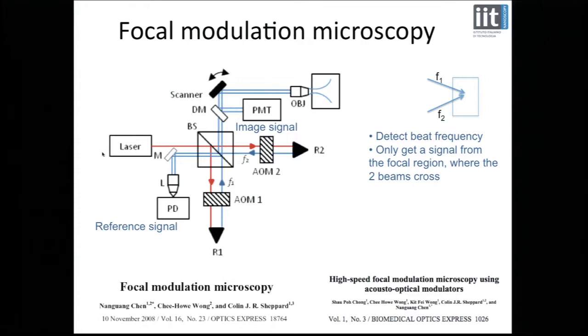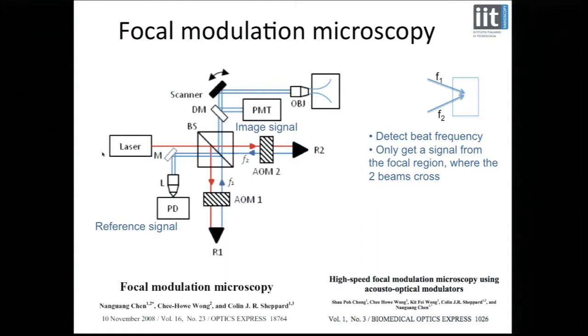Okay, now I'm going to say something about a couple of improvements to confocal that I've been working on over the last few years. The first was something we worked on when I was in Singapore, and this is still carrying on. It's a technique called focal modulation microscopy. The idea is we're trying to improve the optical sectioning. We take our laser and divide the beam of light into two parts. We frequency shift one relative to the other using some sort of modulator. Then we put these two beams separately into the microscope so they don't overlap.